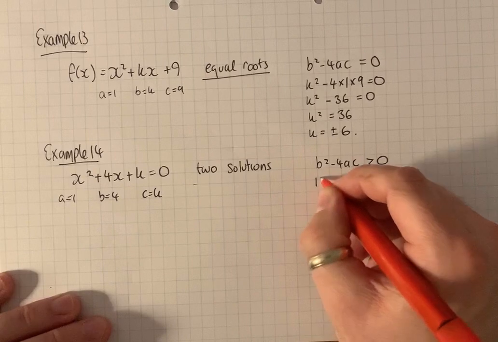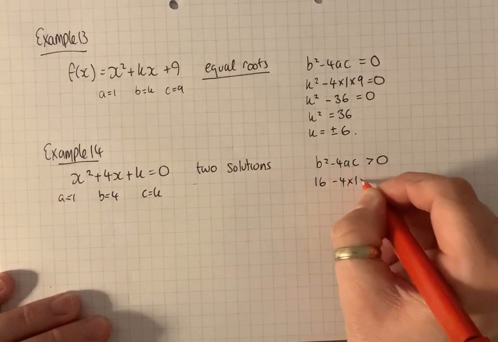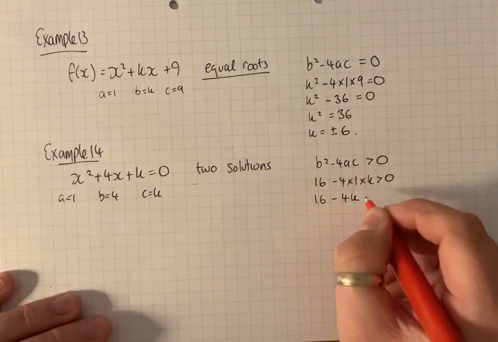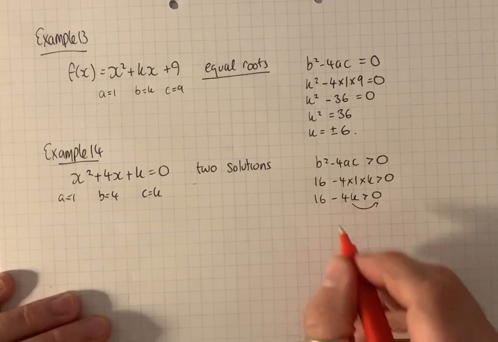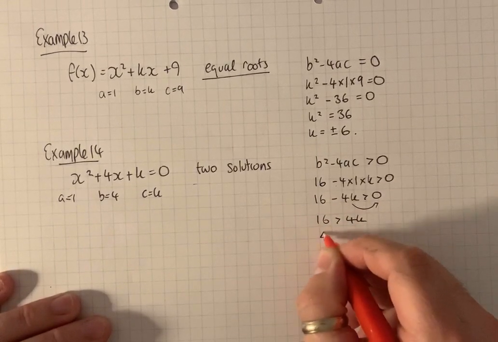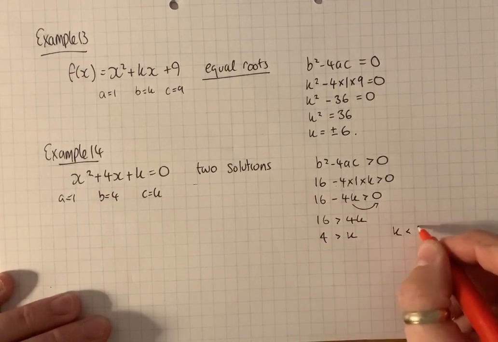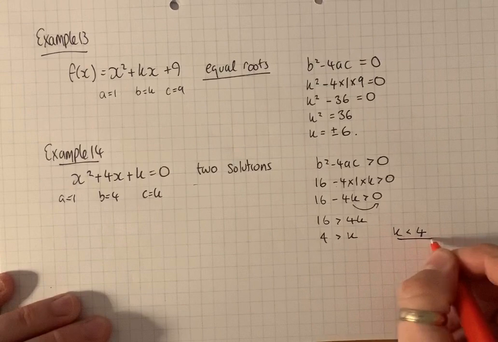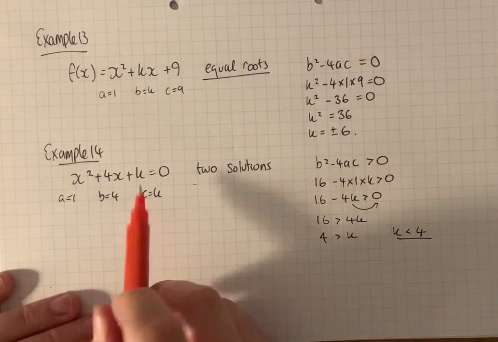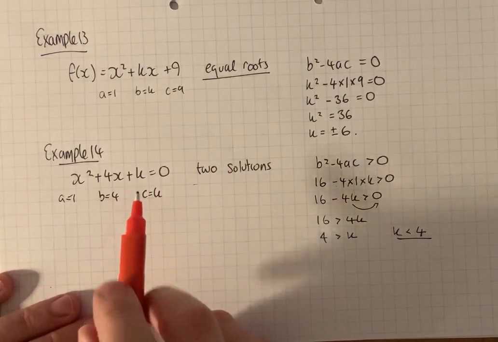So we have 16, 4 squared is 16, minus 4 times 1 times k is bigger than 0. 16 minus 4k is bigger than 0. All of that to the other side. 16 is bigger than 4k. Divide by 4. 4 is bigger than k. Write k first, pointing towards the k: k is less than 4. So the possible values of k are less than 4. So whenever k is less than 4, you are going to get two solutions.